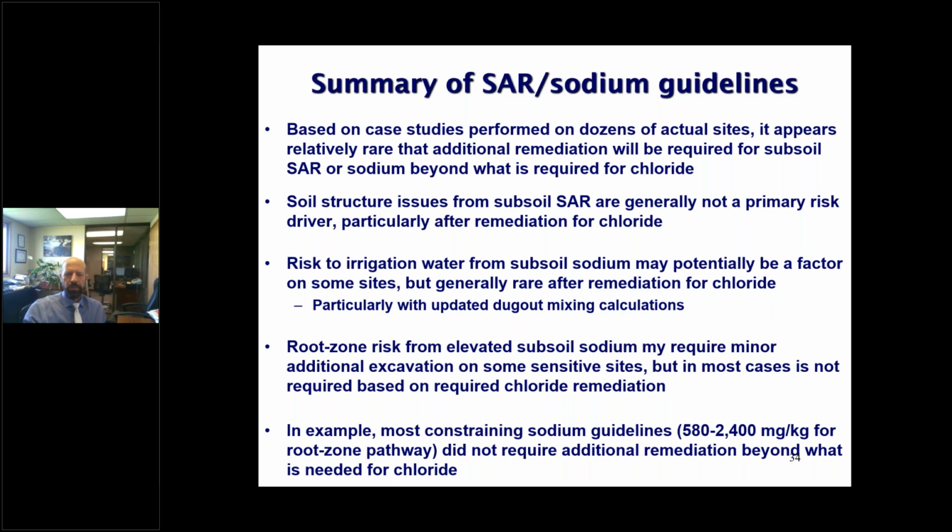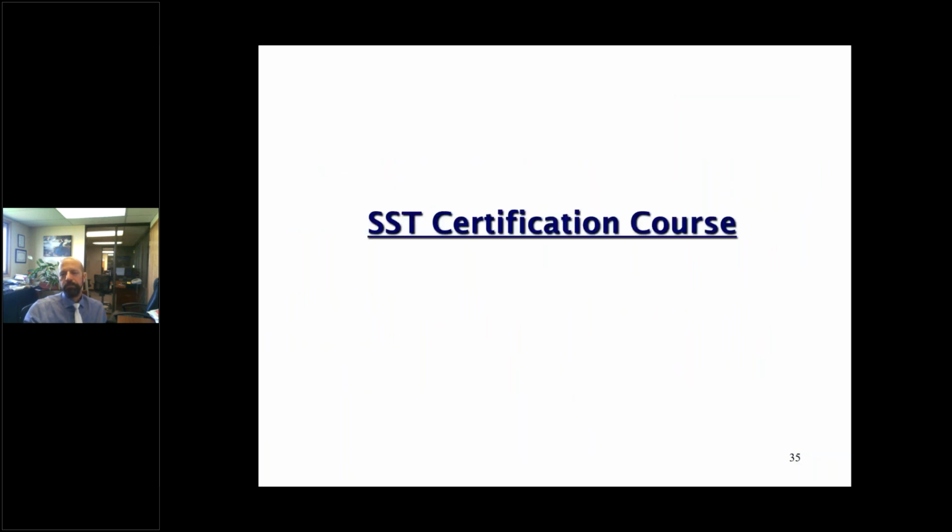And just as an example, that last example that we went through for soil structure, it would correspond to sodium guidelines of about 580 to 2400 for the root zone pathway, which is the constraining one for that example. And in that exact site, it didn't require any extra remediation beyond what would have been needed for chloride. So that's really all the information there.